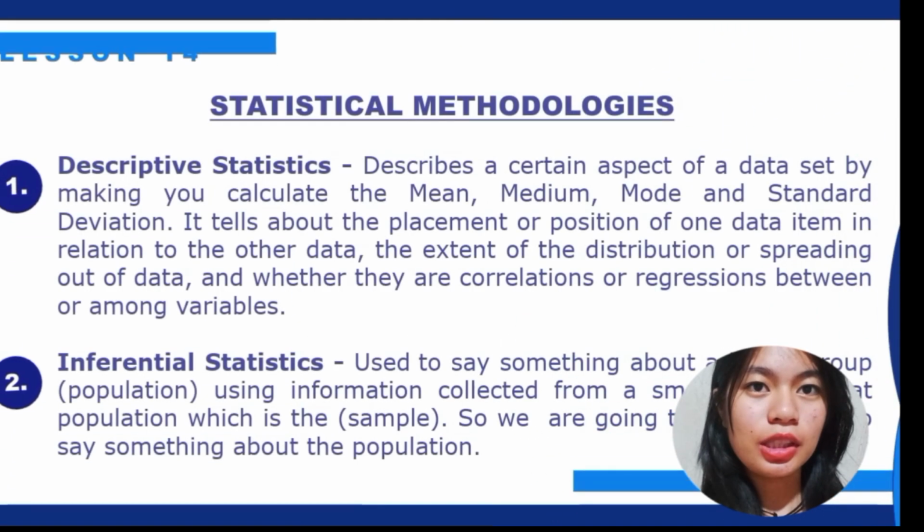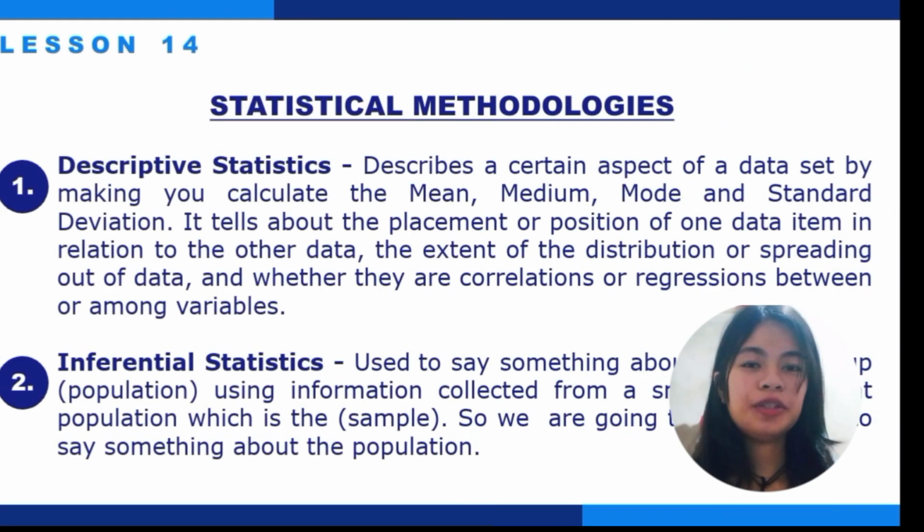The first one is descriptive statistics. Descriptive statistics describes a certain aspect of a data set by making you calculate the mean, median, mode, and standard deviation. It tells about the placement or position of one data item in relation to the other data, the extent of the distribution or spreading out of data, and whether there are correlations or regressions between or among variables. This kind of statistics does not tell anything about the population.